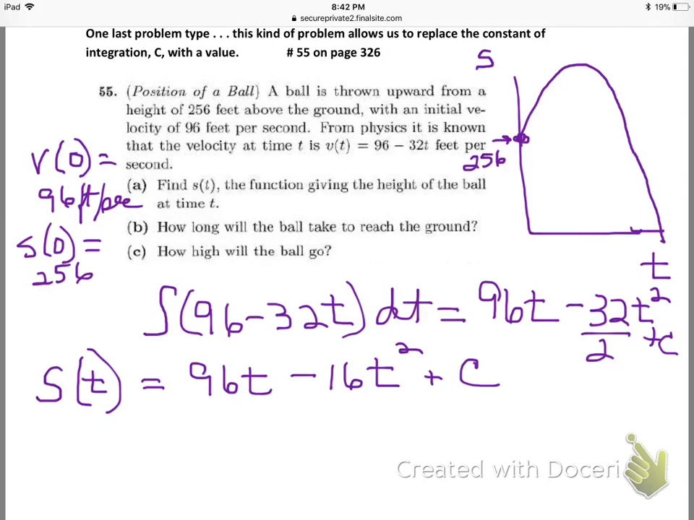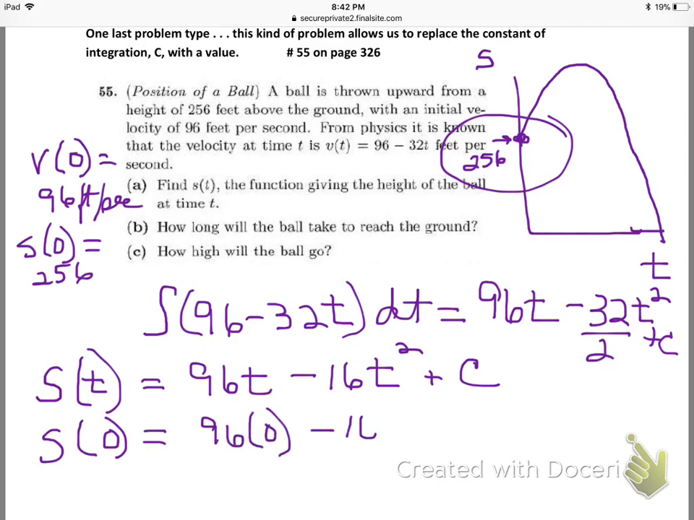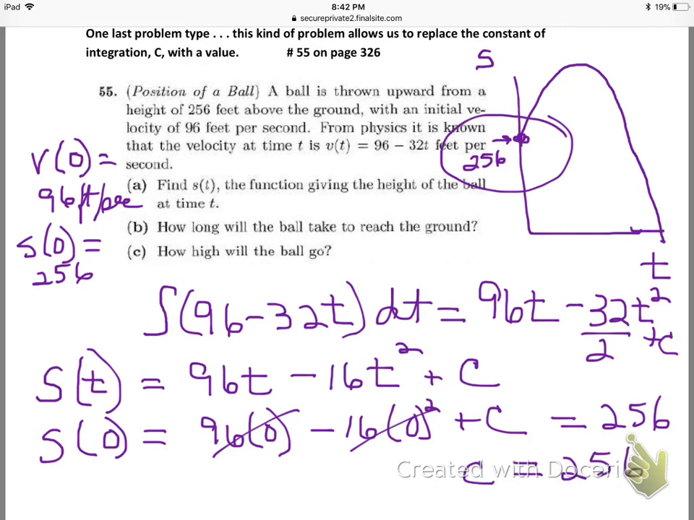Now, because you have information about the initial height, you can do the following. Let's see if we can figure out what c is. At time 0, plug in zeros. Here's 0 for t, minus 16, this is 0 squared, plus c. I know the position at time 0 has to be 256. This is 0, this is 0. That makes c equal to 256. Okay, so that's an important feature.